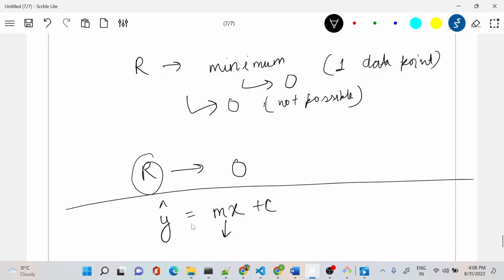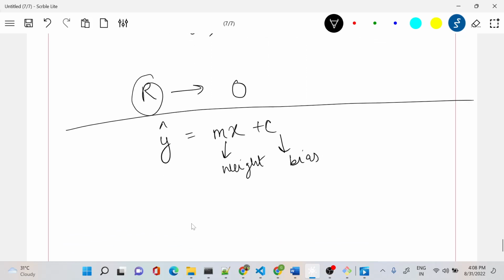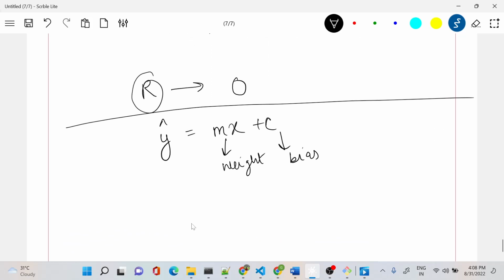So this is the weight, and this c is nothing but bias. This y hat is nothing but mx plus c, where m is the weight and c is the bias.